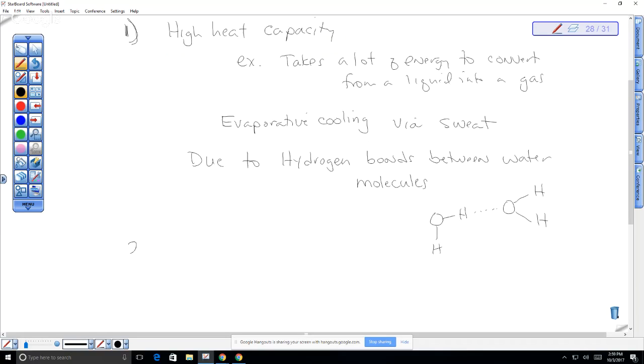The other thing is that we already talked about this, but I'll go over it again, is that it is a universal solvent, right? So it draws things into solution. And this is due to its polarity. So we can talk about a water molecule as being polar.